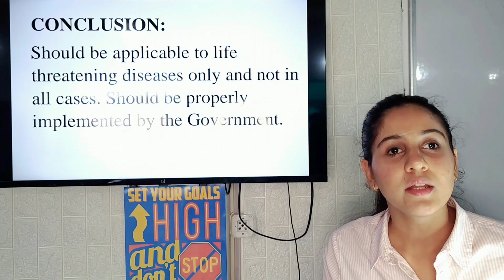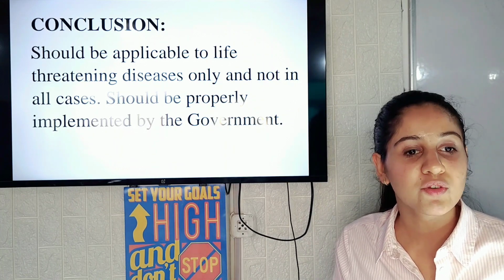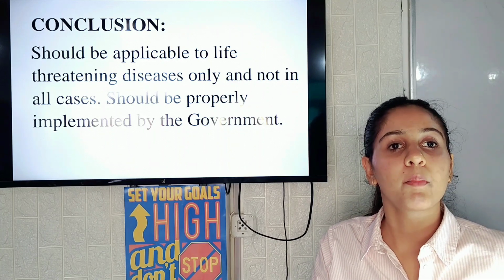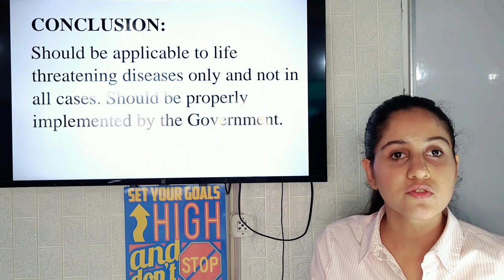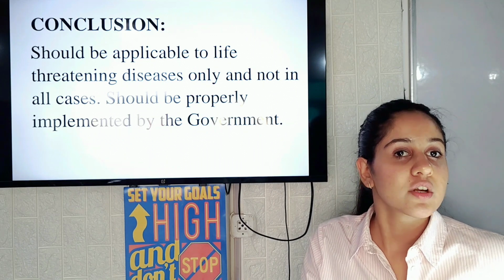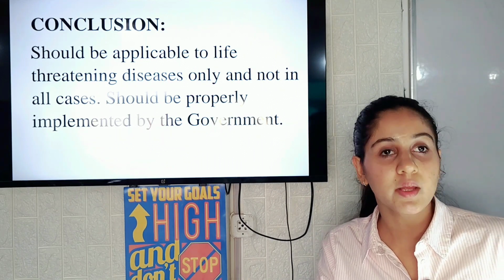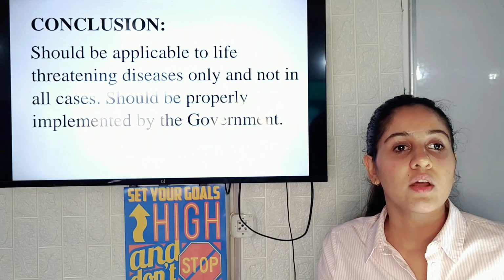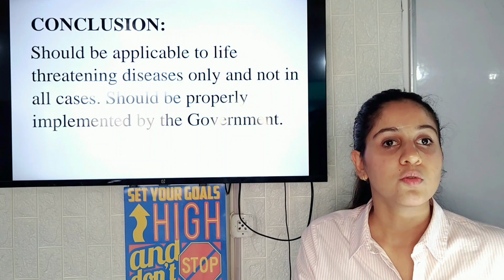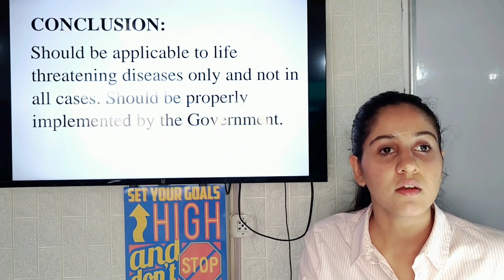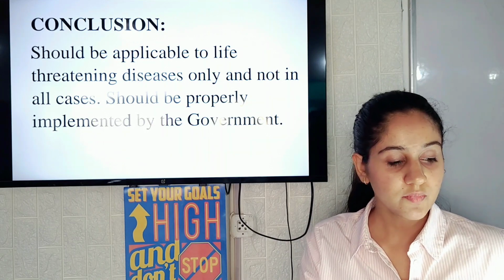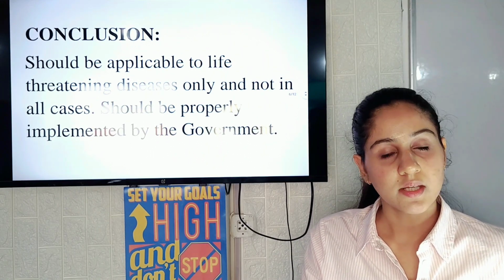But to avoid the misuse, to avoid the negative effects of euthanasia, definitely it should be properly implemented by the government. So a proper law should be there, with terms and conditions, specifying in which conditions euthanasia should be applicable and in which conditions it should not. When a law is made, there are certain terms and conditions below that law. Those terms and conditions should make it very clear which can be implemented and which cannot be implemented. So here I conclude the essay.